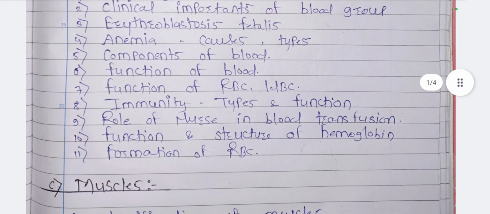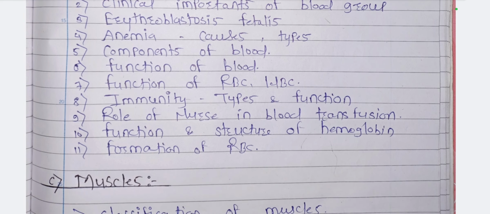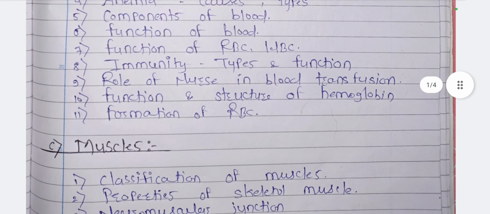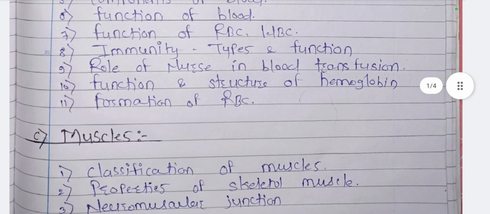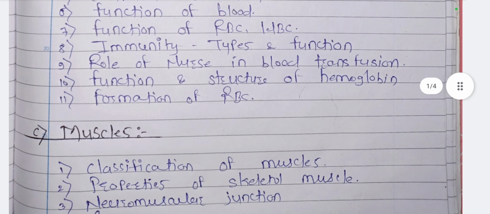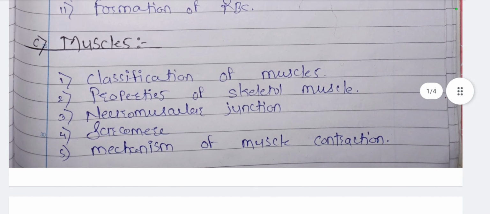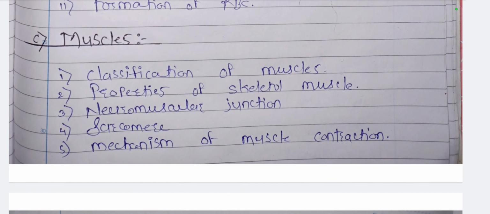Then components of blood, functions of blood, then functions of RBCs and WBCs, immunity, its classification and function, role of nurse in blood transfusion, function and structure of the hemoglobin or metabolism of hemoglobin, and formation of RBC, also known as erythropoiesis. Then muscles.